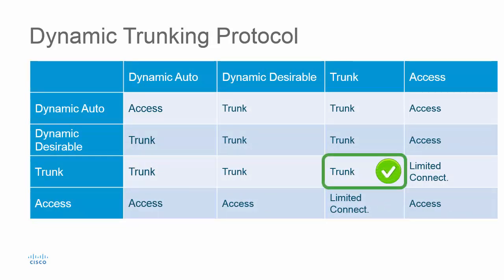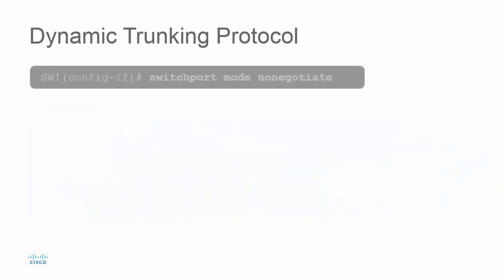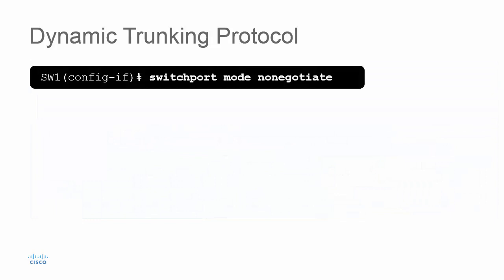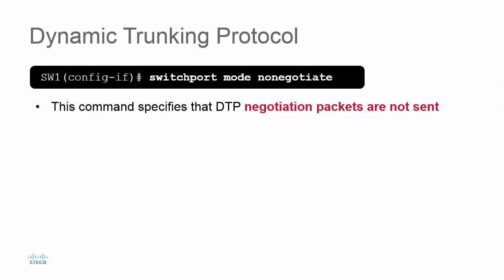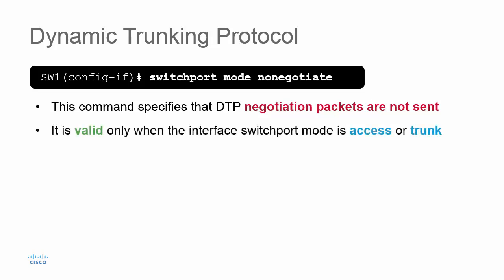What you can also do is configure the DTP mode to turn off the protocol. The switchport nonegotiate interface command specifies that DTP negotiation packets are not sent. This means that the switch does not engage in DTP negotiation on this interface. One more thing. This command is valid only when the interface switchport mode is access or trunk.